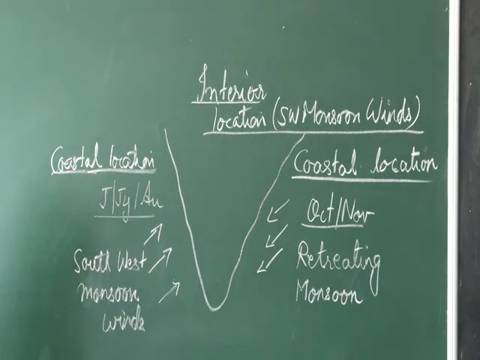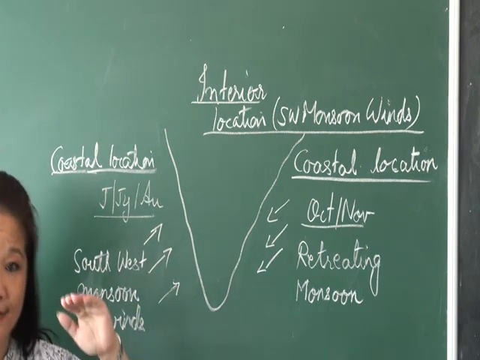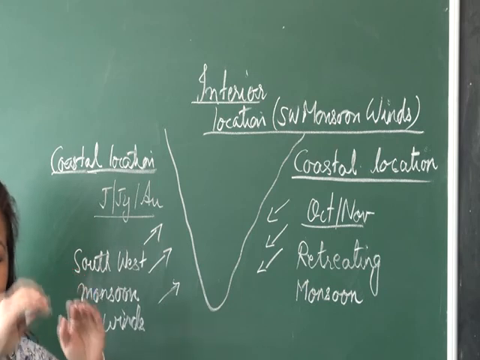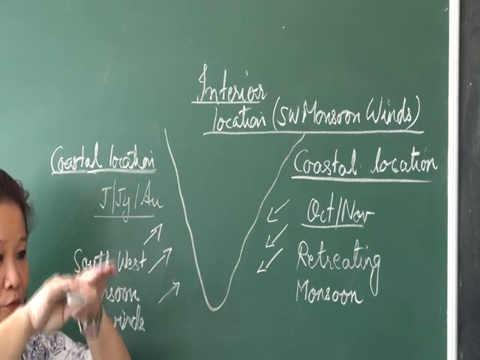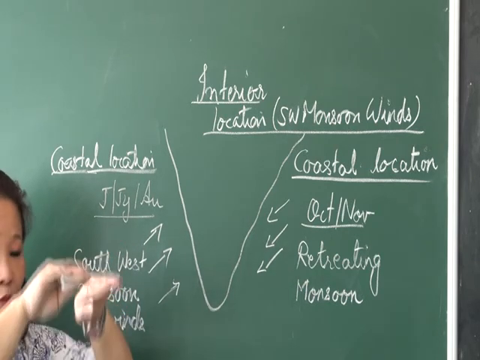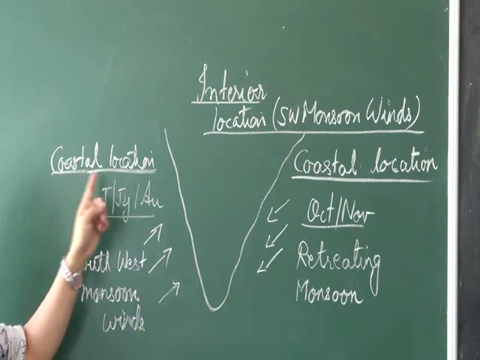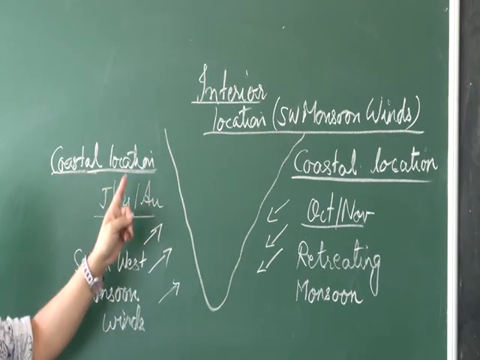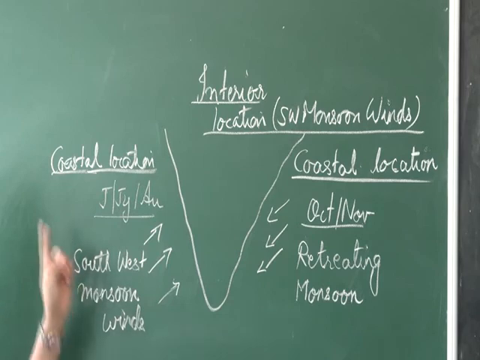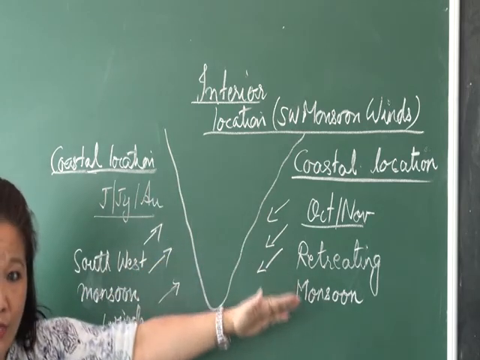How do you know it is a coastal location? I've done two already for you, where the range of temperature is less. Summers and winters, the variation is very, very less. I told you about the graph. It would be almost the same. So, knowing that it's a coastal location, how do you know whether it's along the west coast or the east coast?